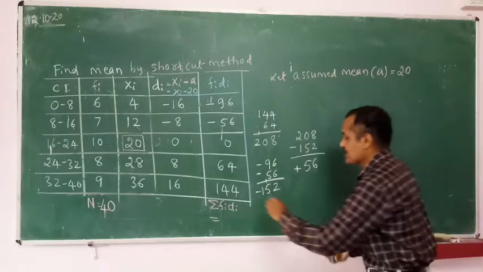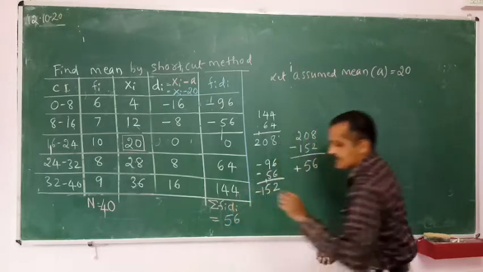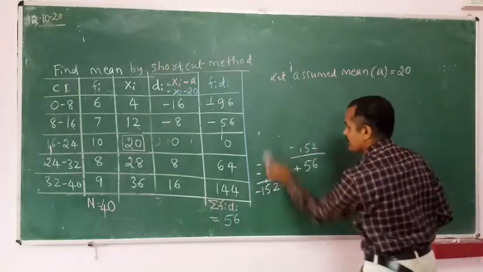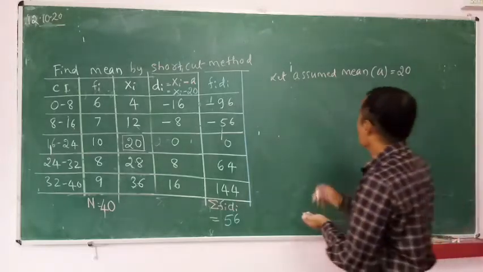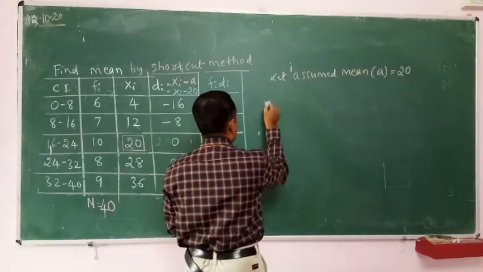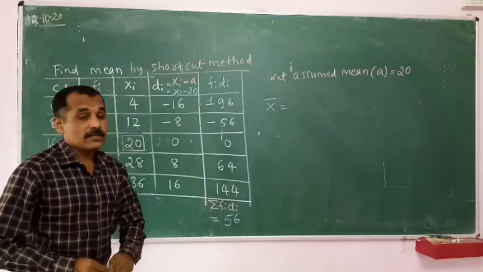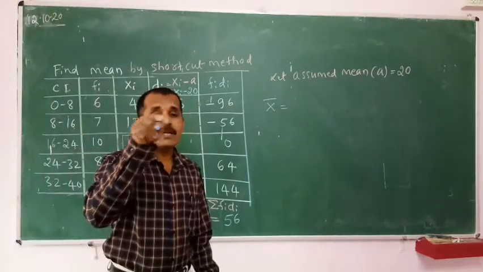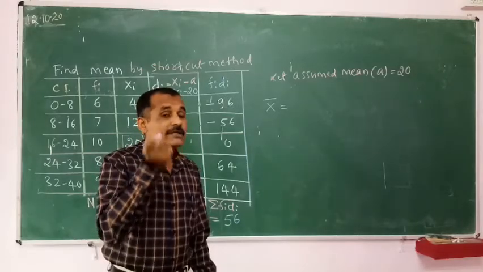This I will write here. This is plus 56. Come on. Now those are not required. Now I will directly come for the formula. Assuming over, now I can write the formula x bar is equals to. So earlier the formula was x bar is equals to sigma Fi xi divided by n. It was the formula in the direct method.